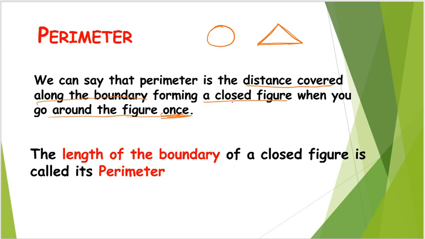Likewise, different figures have different perimeters. In short, the length of the boundary of a closed figure is what we call the perimeter of the given figure. Just remember: length of the boundary. Already we know length is usually represented in meters, kilometers or centimeters.